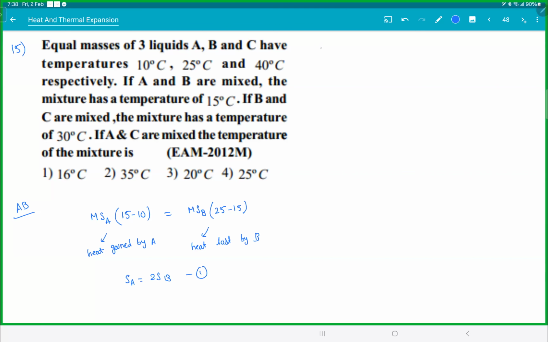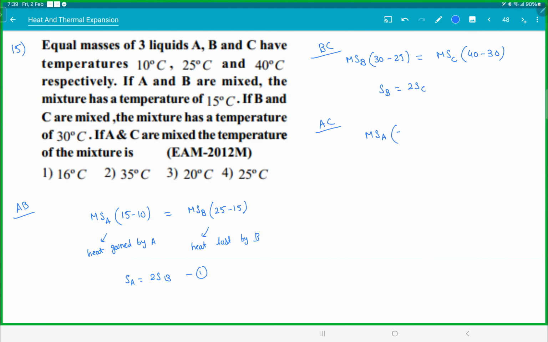Same thing I'll do for B and C. M SB. Now the temperature has become 30, so 30 minus 25. B is gaining this time. M into SC. This one goes from 40 to 30, so now this one is losing. So we have SB is 2 times SC. Perfect. Now I want to do it for A and C.